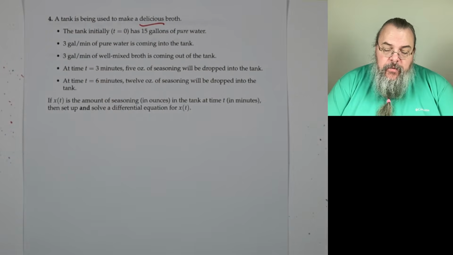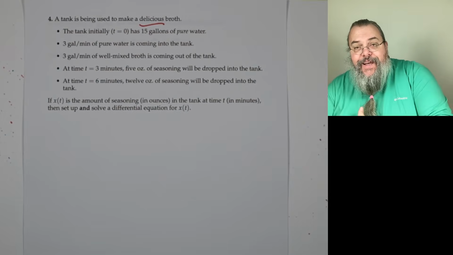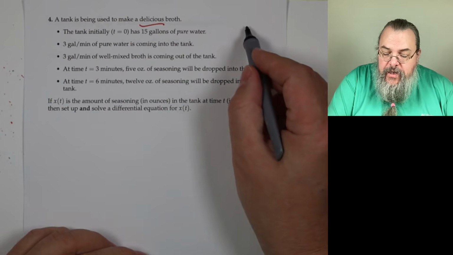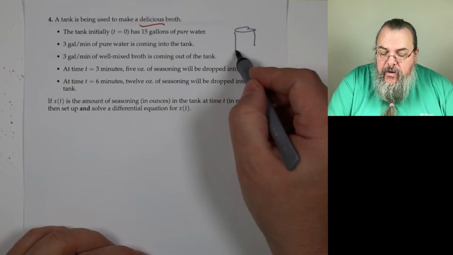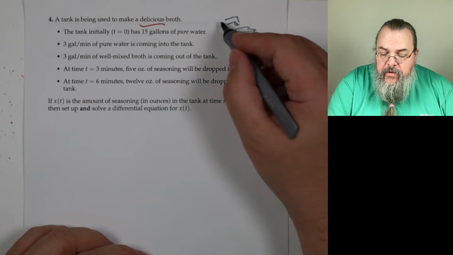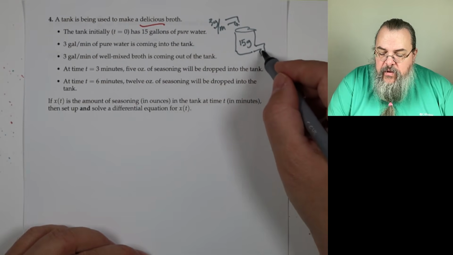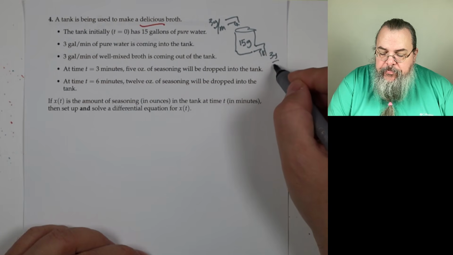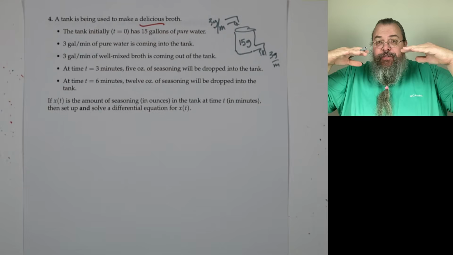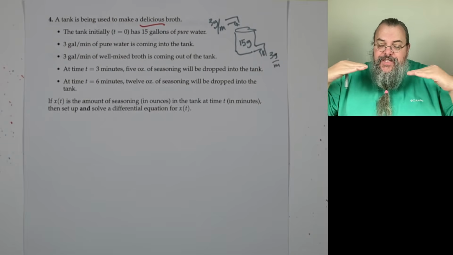3 gallons per minute of pure water comes into the tank. 3 gallons of well-mixed broth comes out of the tank. Okay, so picture-wise, we can think of our tank. We can even sort of visualize it here. We have 15 gallons, and in we have 3 gallons per minute, and out is 3 gallons per minute. Okay, well that's good. Notice the water level never goes up, the water level never goes down, or I should say the broth level. It stays consistent.